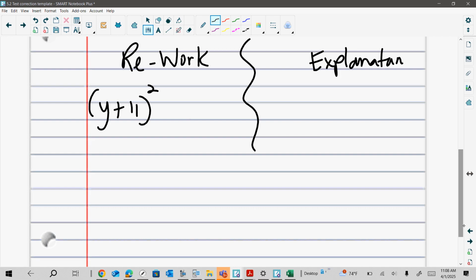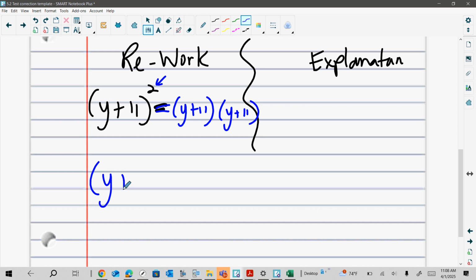It means that you have 2 factors. This means you have 2 factors. This right here, 2 factors of this y plus 11. So I'm just going to write it twice. Y plus 11 times y plus 11. This is what you were supposed to do. And then you were supposed to do your FOIL.